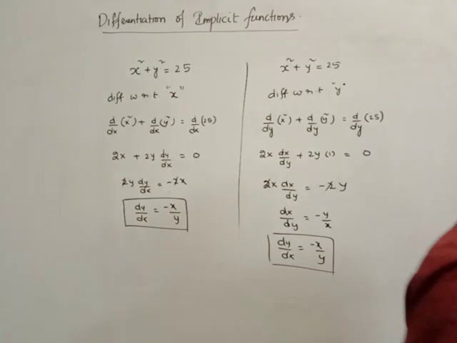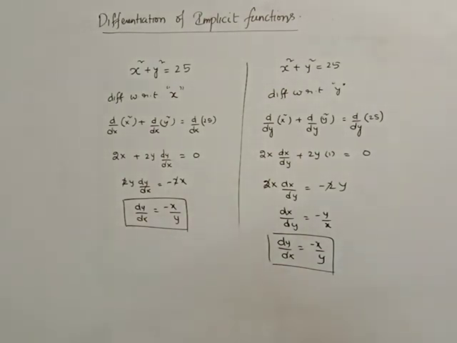What I am saying is that x square plus y square is equal to 25. If you want to simplify, you need to take both x and y. Both are independent. You can differentiate with respect to x or with respect to y. There is nothing to worry about that. You can take the derivative with respect to either one.